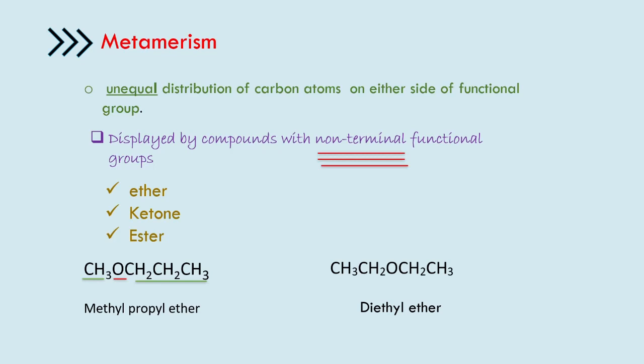Let's count the number of carbon atoms on both sides of the ether. On the left side of the ether there is 1 carbon atom. But on the right side there are 3 carbon atoms. However, in diethyl ether, there are 2 carbon atoms on both sides of the functional group. Hence, these compounds show metamerism. Actually, metamerism means unequal distribution of alkyl groups on either side of a non-terminal functional group.